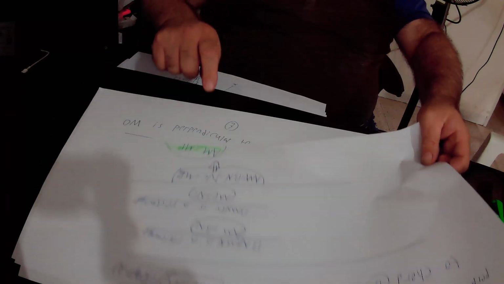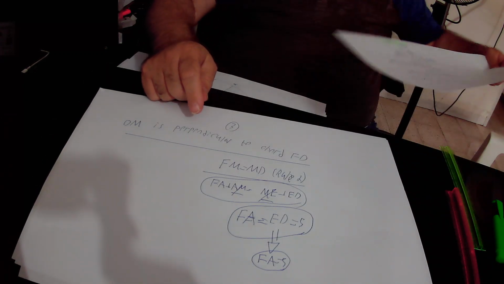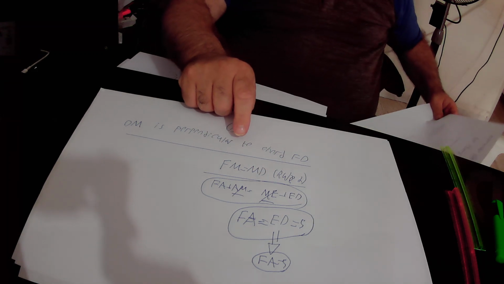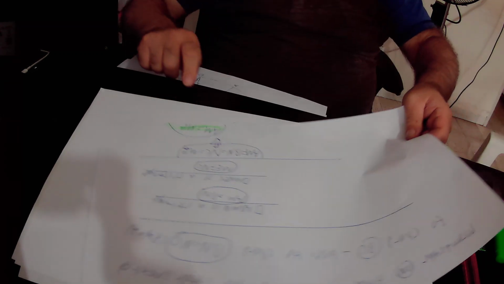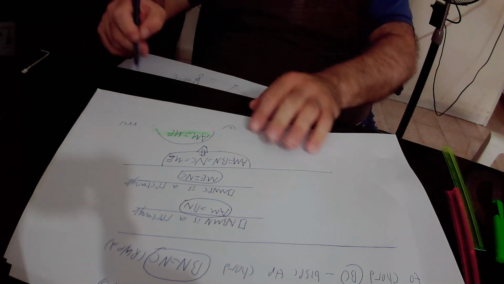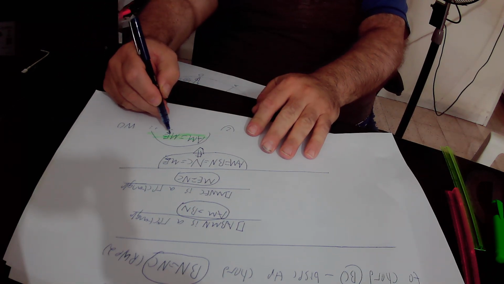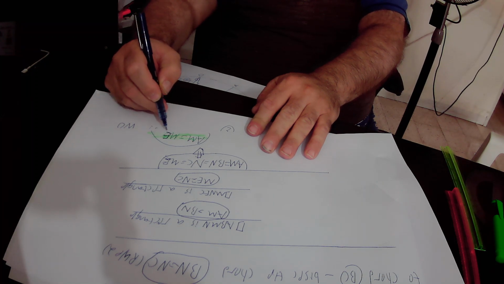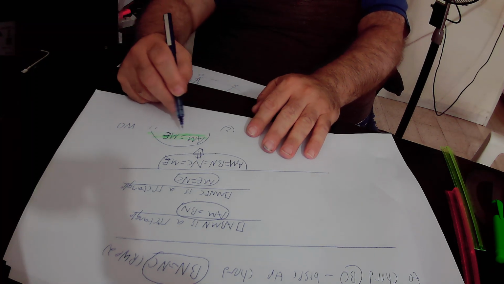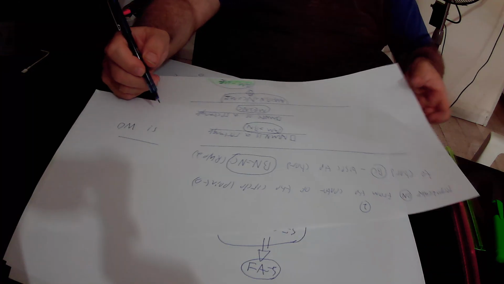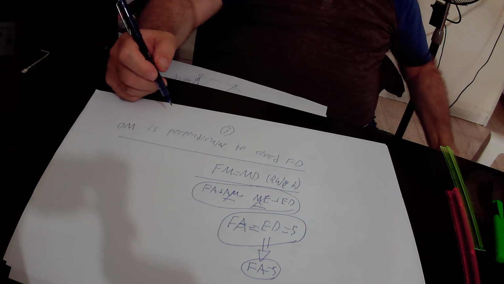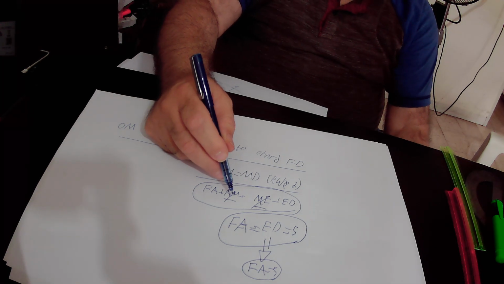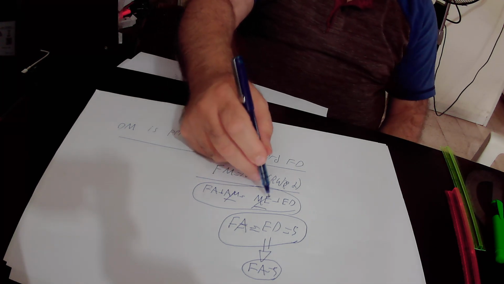But we already found out that AM equals ME. Here it is actually E. This letter is E. I extended it and called it F, but it is E. AM equals ME. That is to say, line segment AM equals line segment ME.